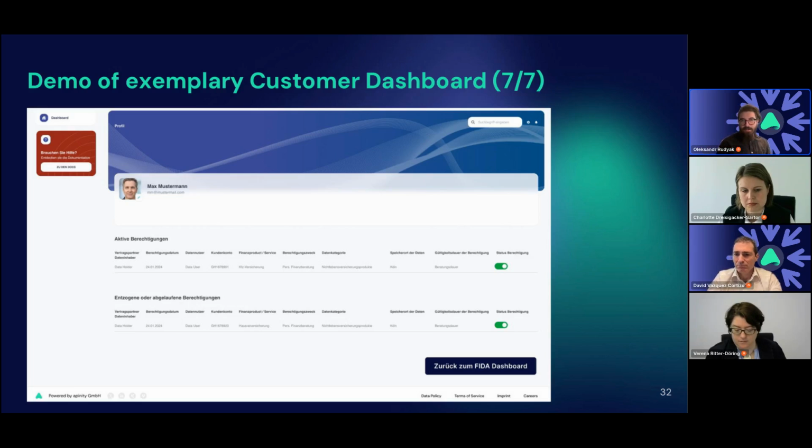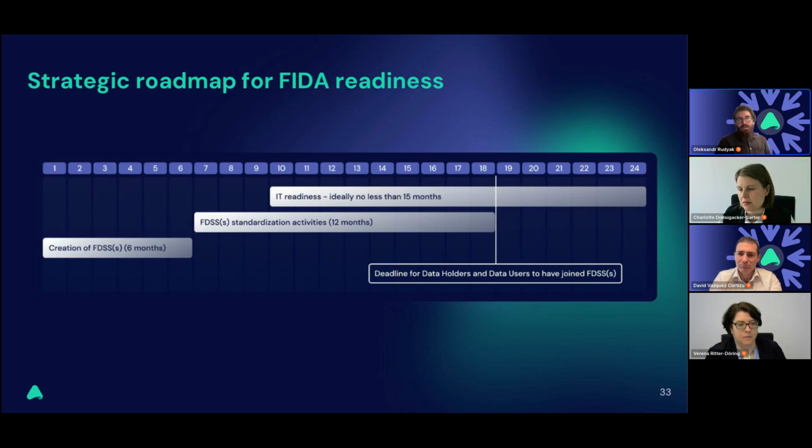But again, you have these toggles upon clicking which you can very easily manage your consent. So at any time you can revoke access to your data, that's your right. And it will just then appear in the lower corner in expired and revoked authorizations. Now I want to be cautious of time, so I'll quickly jump also to the overview.